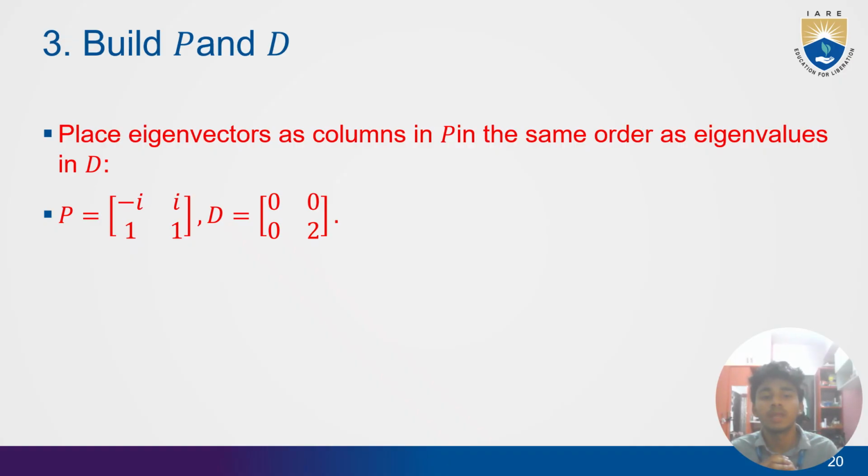Build P and D matrices. P is also called the modal matrix and D is the diagonal matrix. Place eigenvectors as columns in P in the same order as eigenvalues in D. P is equal to the matrix [minus i, i; 1, 1]. D is equal to the matrix [0, 0; 0, 2].